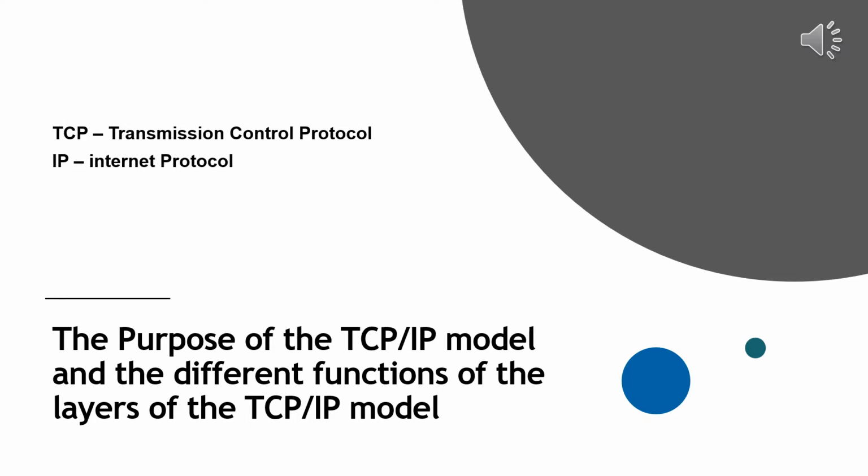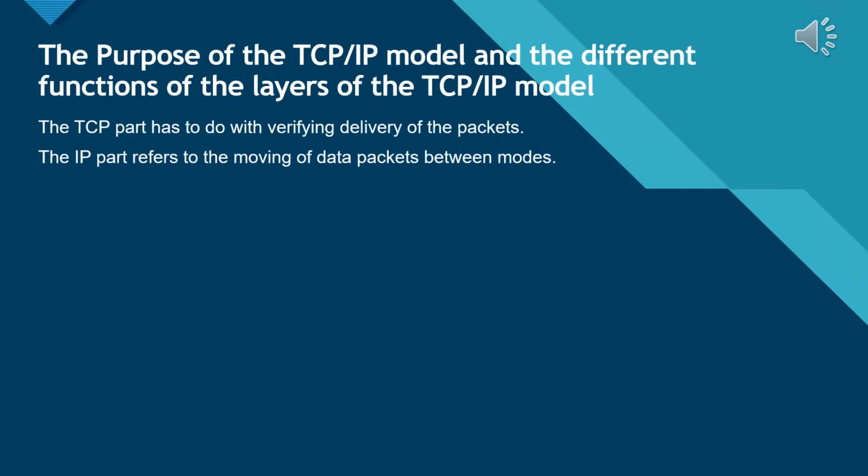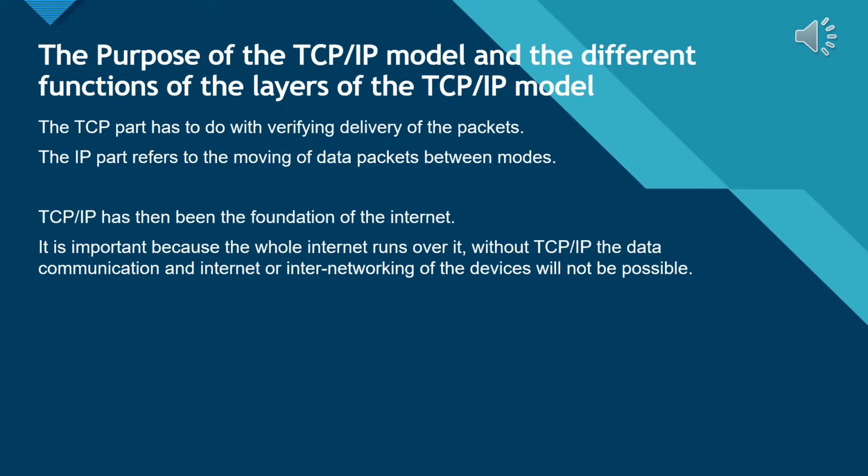The purpose of the TCP/IP model and the different functions of the layers of the TCP/IP model. TCP stands for Transmission Control Protocol, while IP stands for Internet Protocol. The TCP part has to do with verifying delivery of the packets, while the IP part refers to the moving of data packets between nodes.